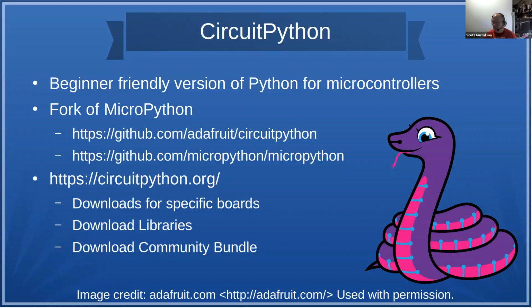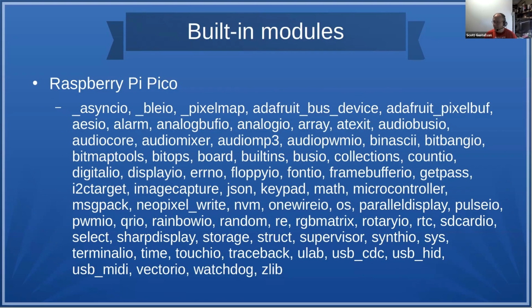So I showed you the website and how to download the library's community bundle. The built-in modules are the important part, which is just seeing what's built in there. Board is going to be one you're going to use quite a bit, to get the board pins and the board-specific data. I'm going to show some cheat sheets on what some of those things are.